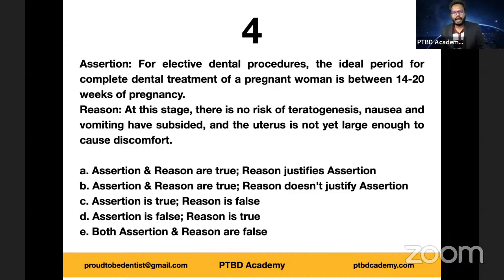Elective dental procedures. Ideal period, we're talking about 14 weeks to 20 weeks of pregnancy. Is that true? And is the reason appropriate? So which one do you think is more appropriate answer? In fact, as we have been discussing right from the beginning, the ideal phase is usually second trimester. We can go ahead with treatments in this particular trimester, including not just emergency, but also elective dental procedures. So which one of the options do you think is more appropriate?